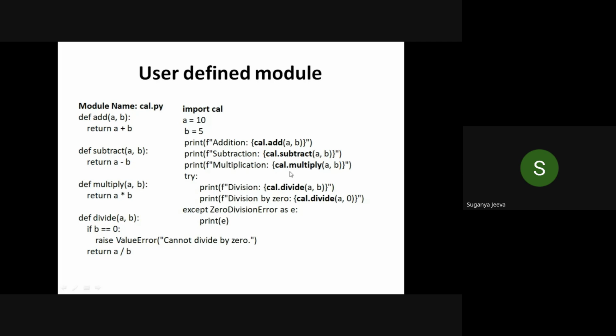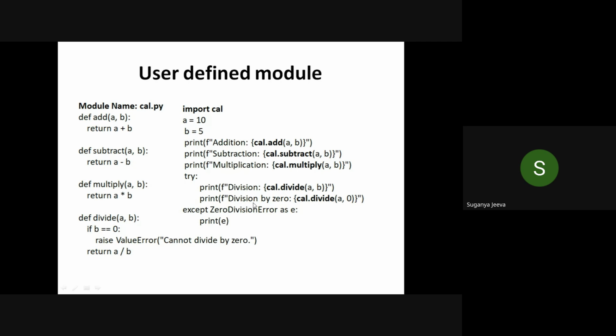Same way, we call multiply: module dot multiply function a comma b. Here I'm passing 10 comma 5, and this function is called and performs multiplication and returns a value of 50. For division, since an exception may occur, I'm using a try except block to handle exceptions if they occur. Here I call divide a comma b, 10 divided by 5, and the value 2 is returned and printed.